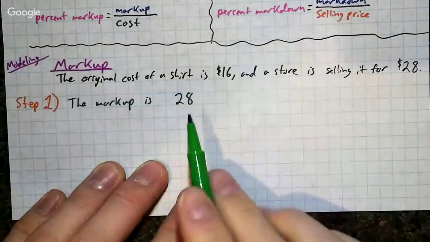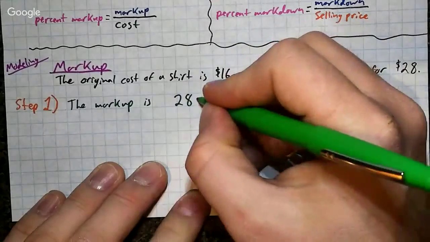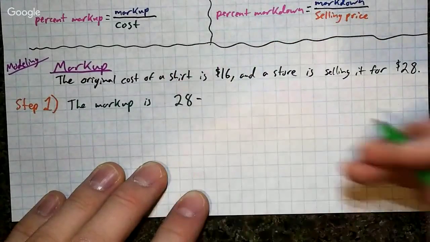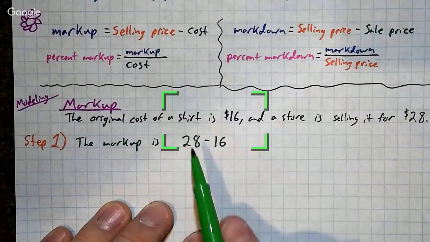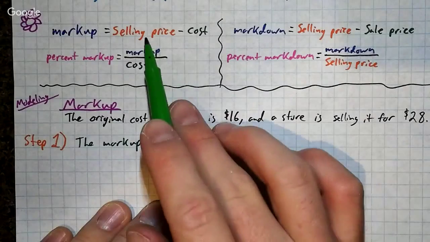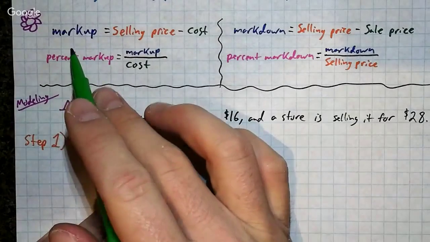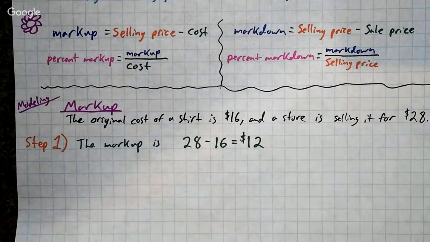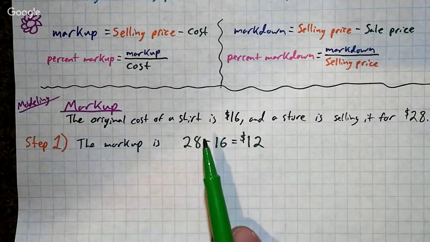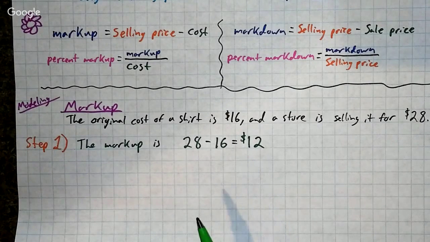28, right? Because 28 is our selling price minus our cost, which is $16. So we have our selling price minus our cost, and when you subtract the cost from the selling price, what it leaves you with is the markup. Wonderful. So the markup is going to be $12. So the store, whatever store this was, bought their shirts for $16, selling them for $28. So the markup is $12. They're selling for $12 more than they bought them.